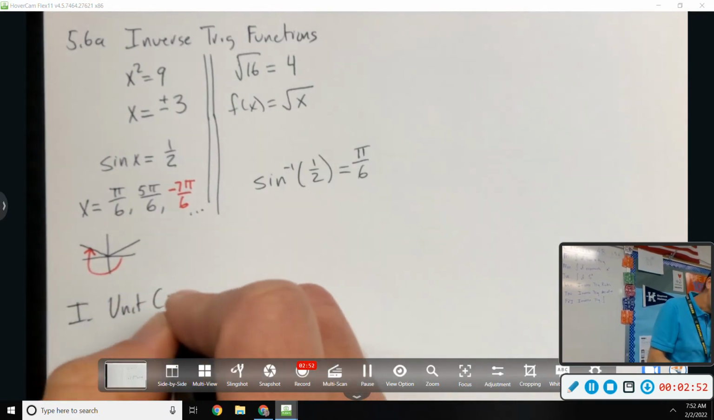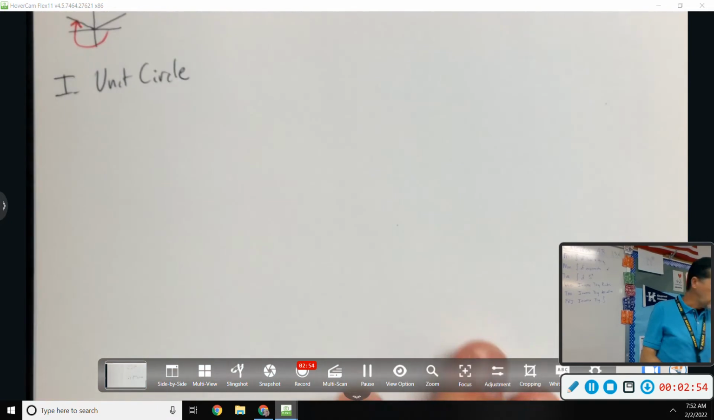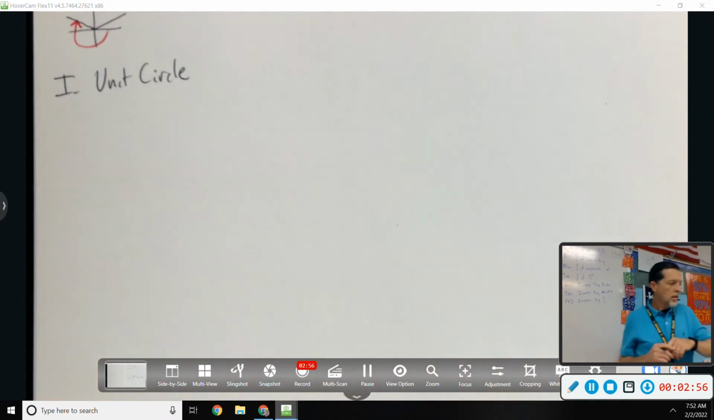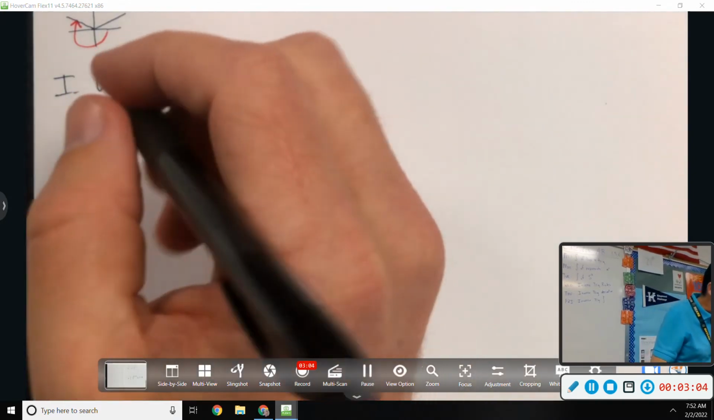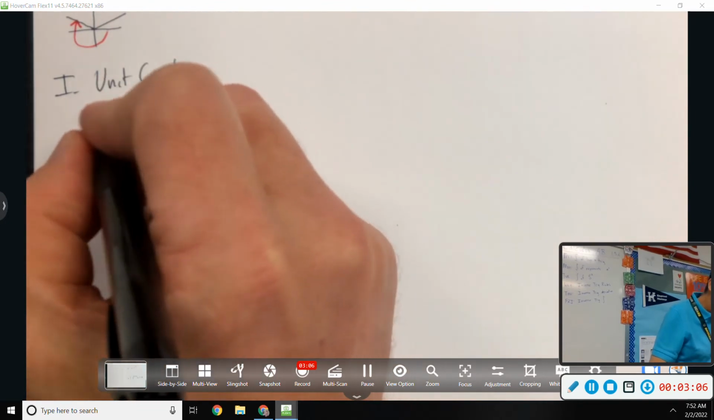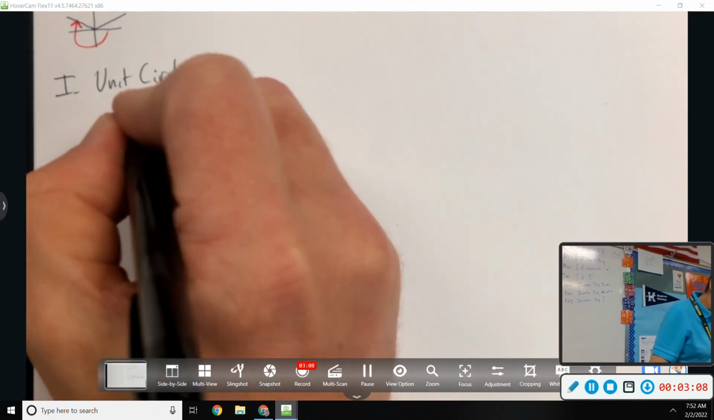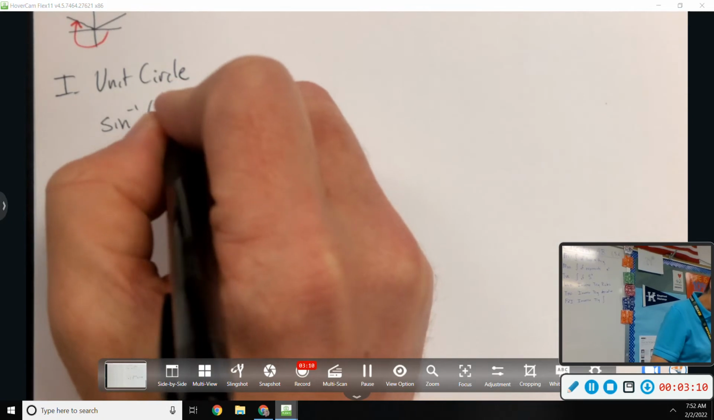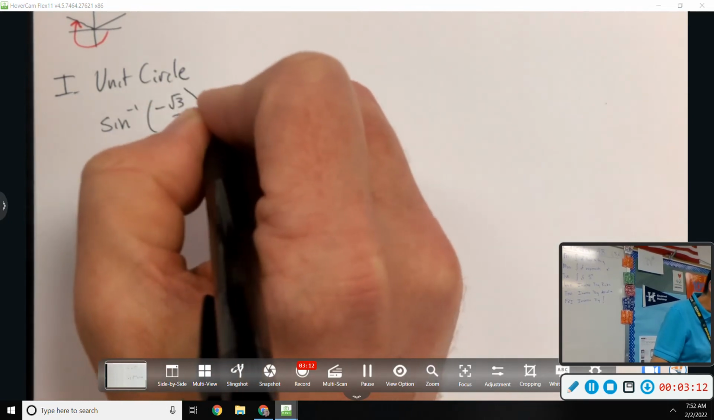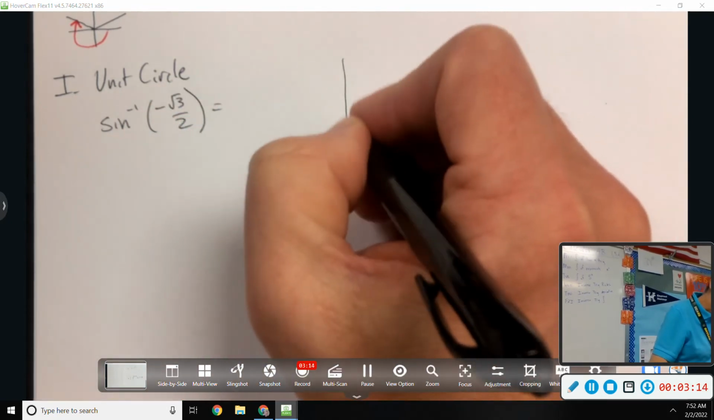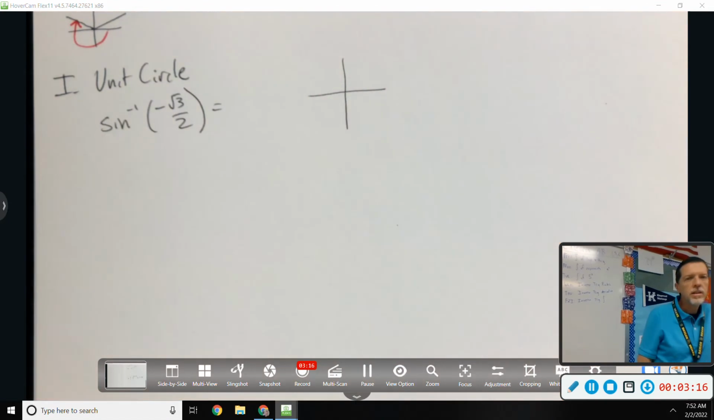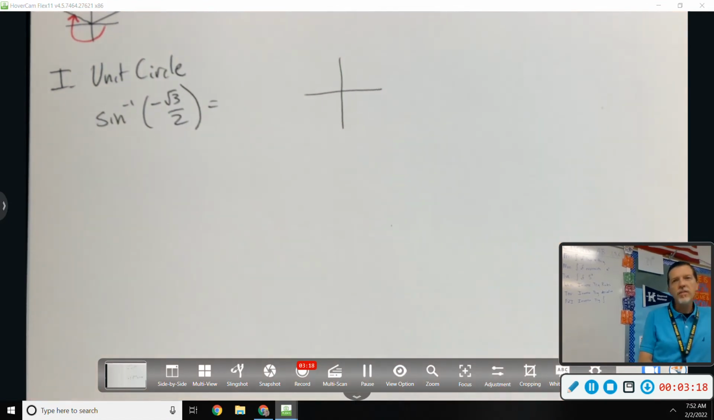All right, so let's do some more unit circle problems, and then we'll do some picture problems. This is kind of funny because this is the exact lesson we did yesterday in pre-cal, or 2 days ago, something like that. Let's do the inverse sine of the negative root 3 over 2. Inverse sine of negative root 3 over 2.